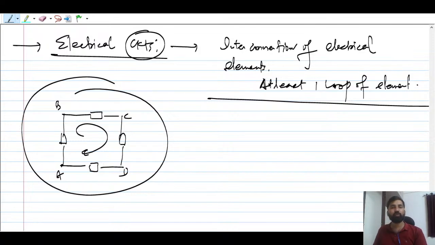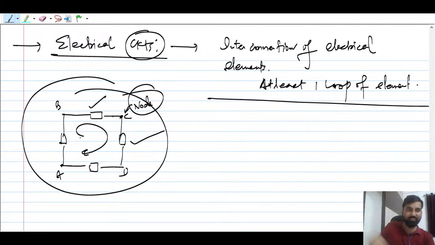And what is this loop? Loop is nothing but a closed path consisting of all the elements, right? If you're joining two elements, you see here, guys, this is one element, this is one element, and you're joining them with a point here. This point is nothing but a node. We call it a node here. I should not explain all these things, everybody knows these points.